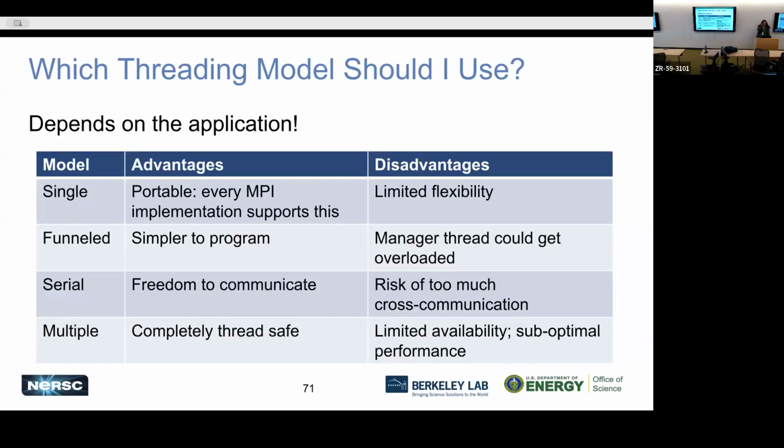Okay, so a question people often ask me is, which threading model should I use? I give you the answer of a resounding, it depends. It depends on your application. So I just put down the models and what their pros and cons are. With single, the nice thing is that every MPI implementation will support single. A con of that is you have limited flexibility in how you can write your program and what you can do. So funneled is also good.